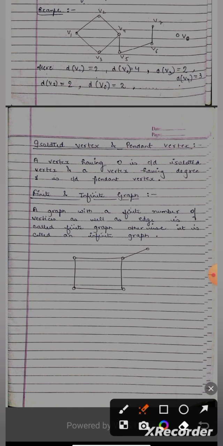Finite and infinite graph: a graph with a finite number of vertices as well as edges is called a finite graph. As you can see in the example, this is an example of a finite graph, and otherwise the graph is known as an infinite graph.